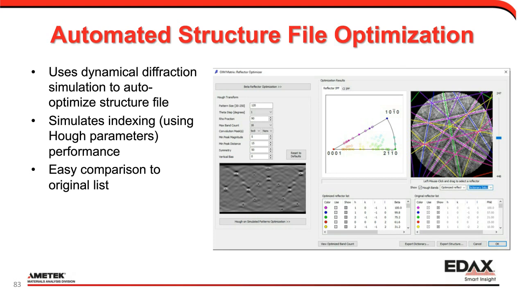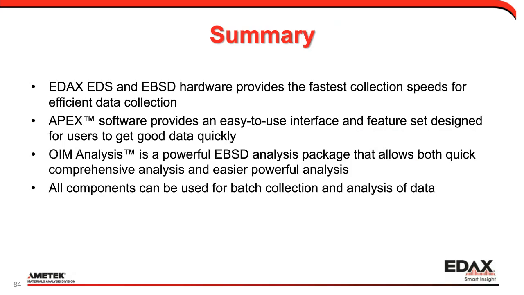So in summary, first of all, our detectors provide the fastest collection speeds, the highest throughputs, the most efficient data collection. The APEX software provides an easy-to-use interface and a feature set designed to get good data quickly. And I really emphasize the good, because it's not just get data quickly, but the checks in there to make sure things are set up appropriately so that the data you get is good data and be able to get it quickly. And then OIM Analysis is really a powerful package that has a lot of tools for quick analysis, but also easy, powerful analysis. And then all these components can be tied together for use of batch collection and analysis of data.